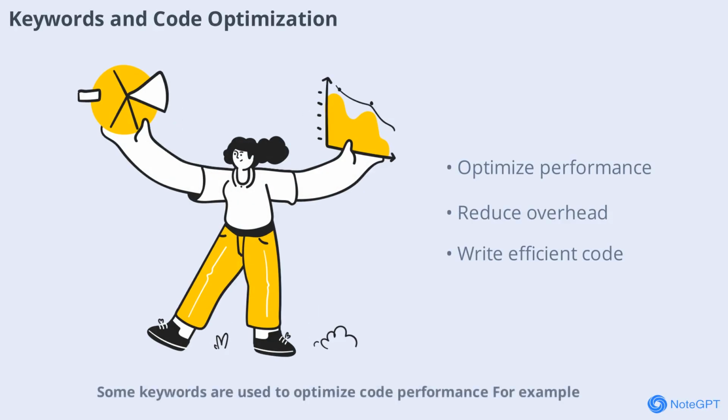Some keywords are used to optimize code performance. For example, inline in C++ suggests that a function should be expanded in place, reducing function call overhead. Understanding these optimization keywords can help you write faster, more efficient programs.